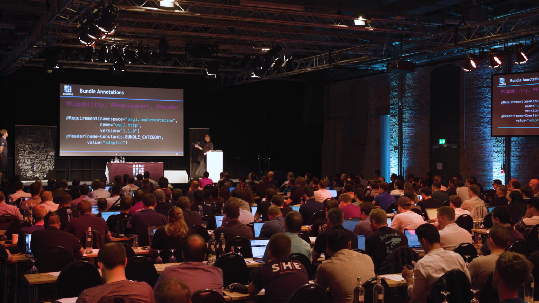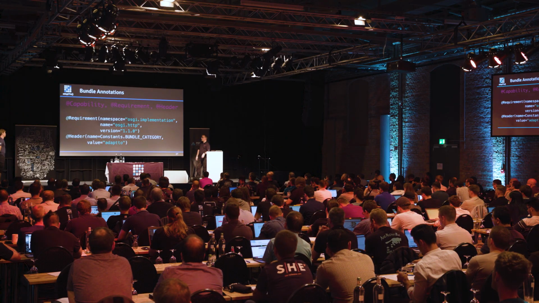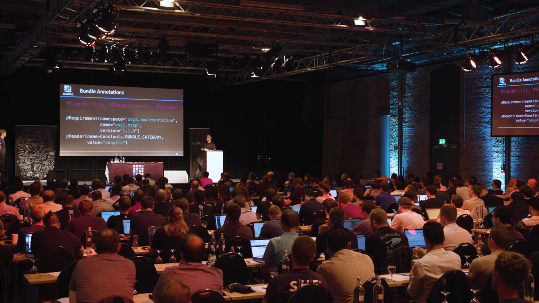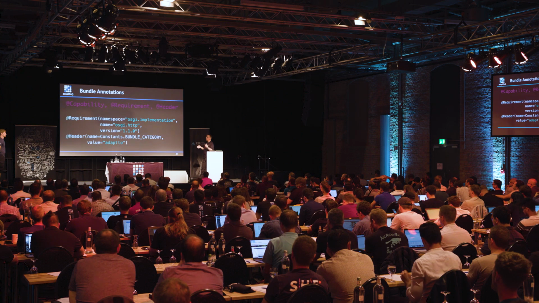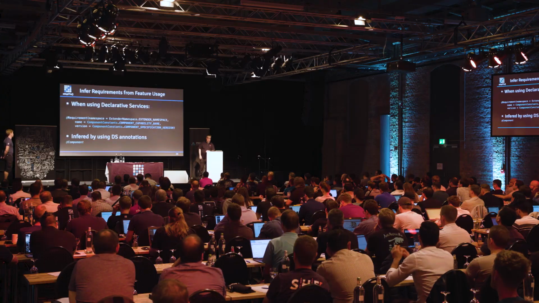And then, like I said, you can now basically define any header of the manifest in Java code. For example, if you want to add this requirement that your code requires the HTTP implementation, you could just use this annotation, or you want to add the bundle category header to your bundle, then you use the other one. And all these things can be done using these annotations, which is kind of nice because everything is now code and not somewhere else and some additional files. But it gets even better, I think.